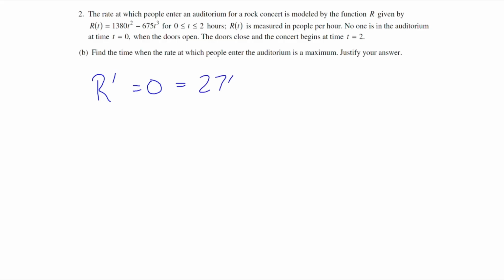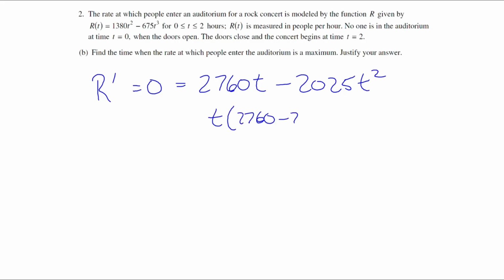2760. So we're going to have 2760t. And then 3 times 675 is 2025, so 2025t squared. And of course, we can factor out the t from this if we want to. We just end up with t times 2760 minus 2025t. When we set that equal to 0, and you can do that on your calculator if you want to, set that equal to 0.